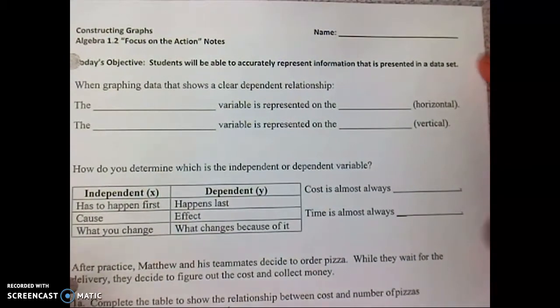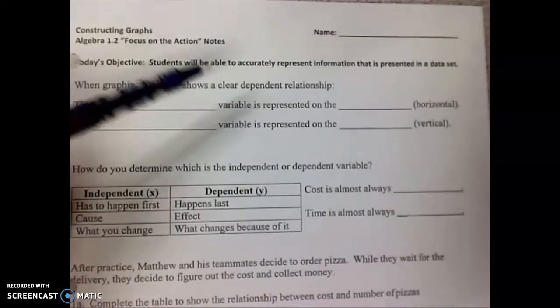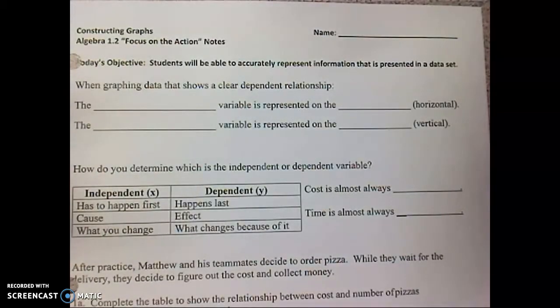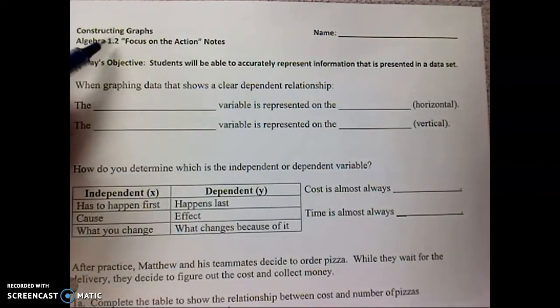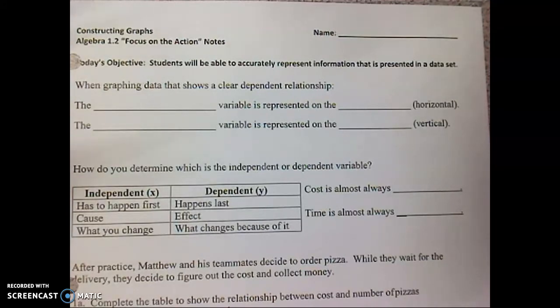Okay, today in algebra, students will be able to accurately represent information that is presented in a data set. So, in topic 1.1, you guys looked at a graph and you made your X and Y axis with numbers, and you did the intervals and you plotted some points from a table. Alright, so now we're going to look at each part of that graph.